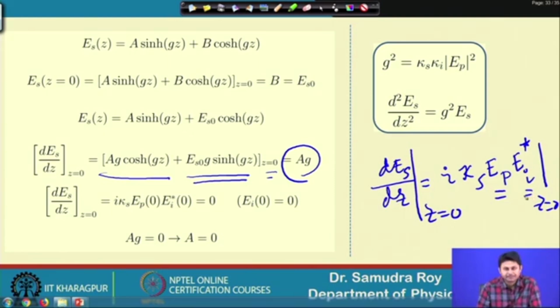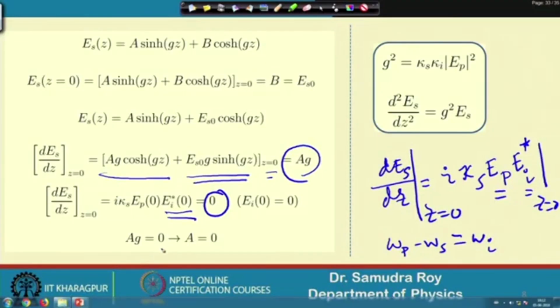But E_I is a field of a different frequency. The frequency associated with E_I is the difference frequency omega_p minus omega_s. So at the input this frequency was not there, the field of this frequency was not there. So I can write E_I at 0 equal to 0. When E_I at z equal to 0 is 0, then the entire quantity has to be 0. So, A is equal to 0, because z is a quantity which is not equal to 0.